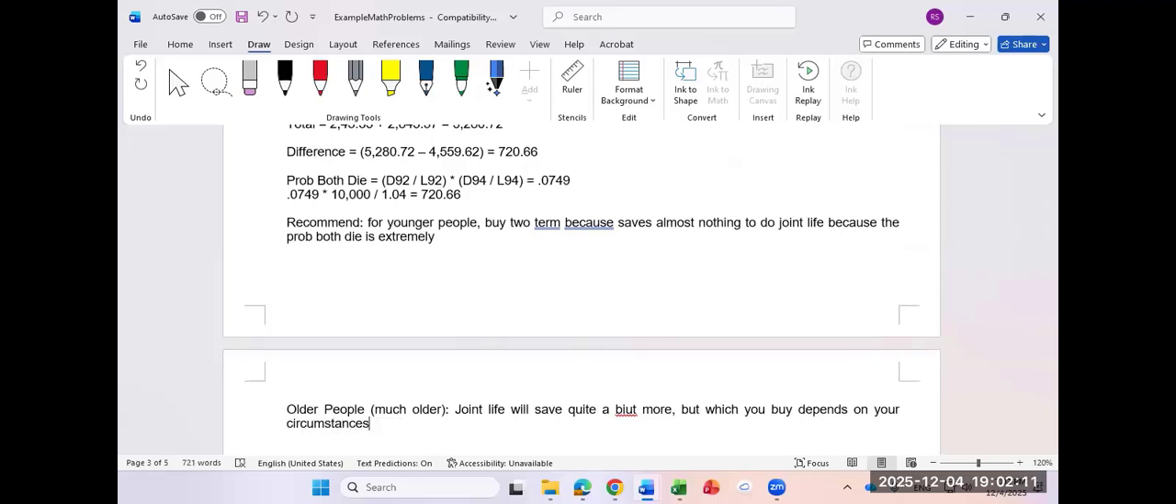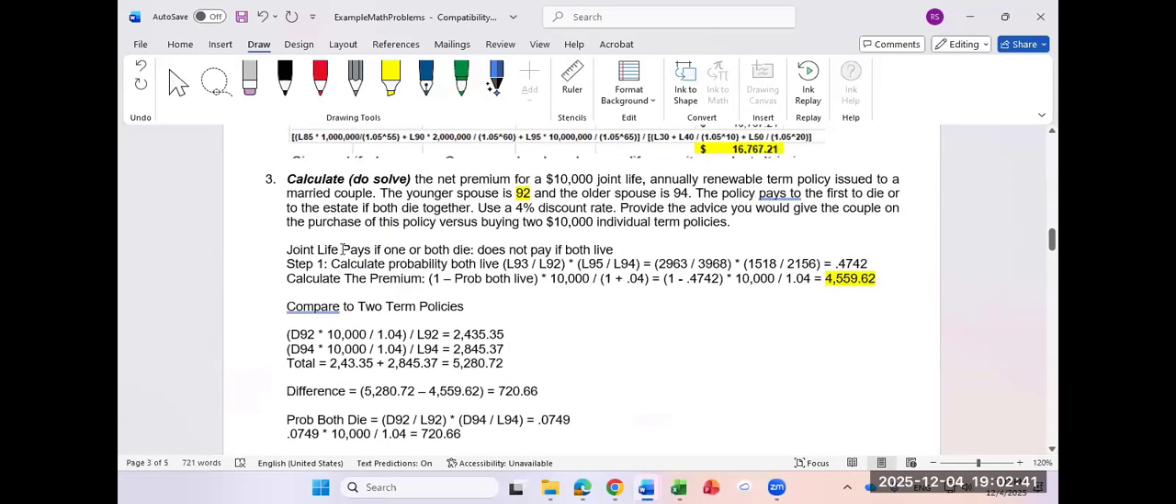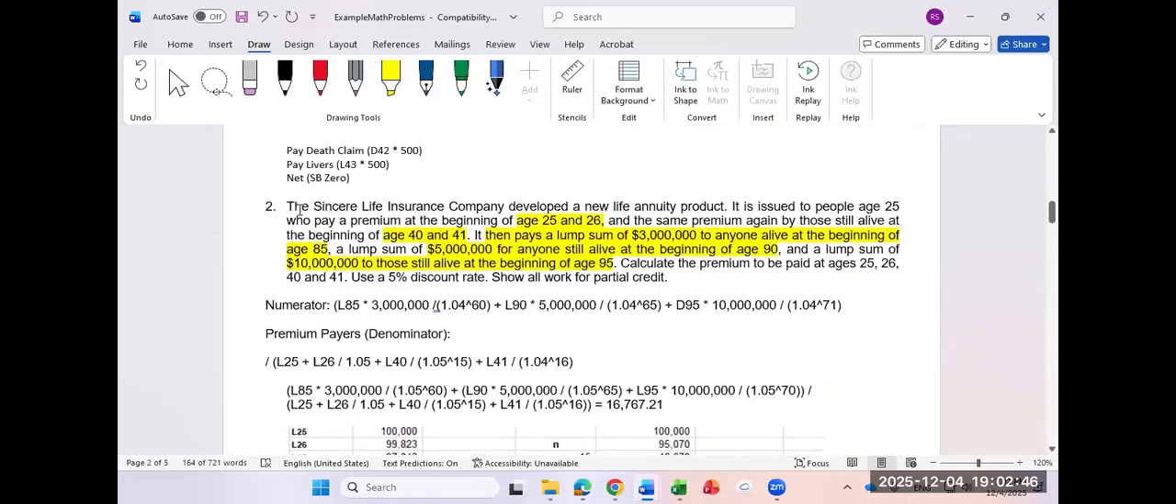It really comes down to, does it matter if you both die or not? If there are no big consequences if you both die or just one dies, just buy the joint life and save $720. If your heirs would be in a lot of trouble if you both died, like, my word, what are we going to do now? We don't have anyone to take care of all this stuff, then yeah, buy the two-term and pay the extra $720, and that 7% chance that you both die. That's probably the most missed problem on the exam, other than the really complicated problem, but I'm hoping y'all will do that.